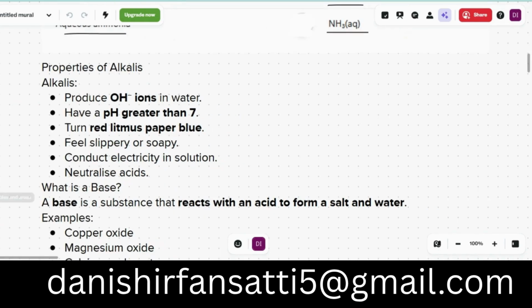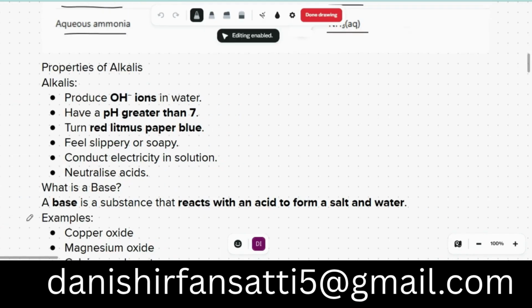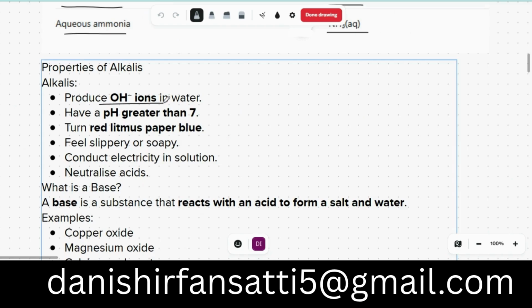Properties of alkalis. They produce OH- ions in water. pH is greater than 7, and they turn red litmus paper blue. They feel slippery or soapy. They can conduct electricity in solution, and they can neutralize acids.